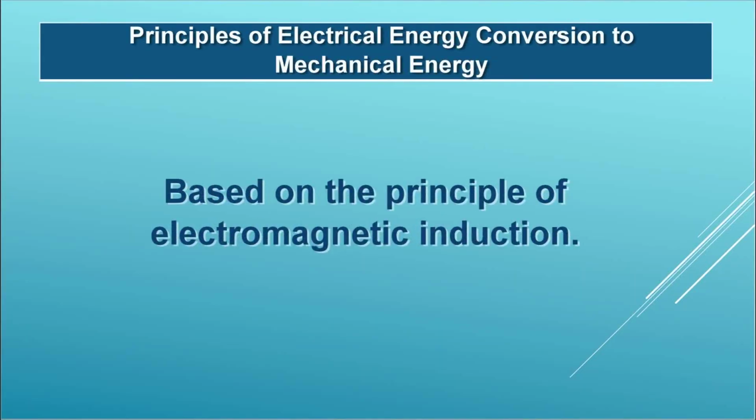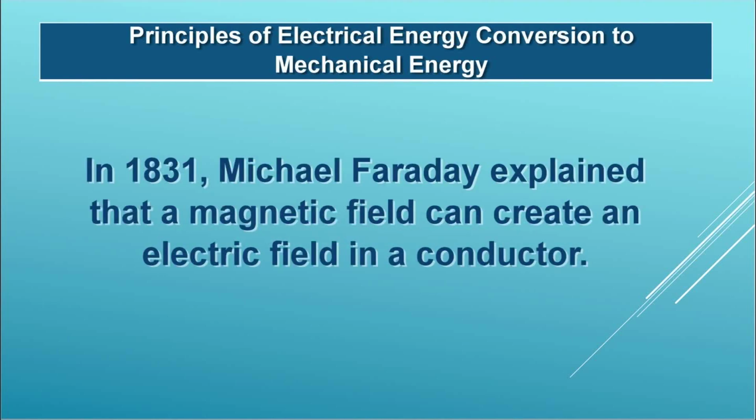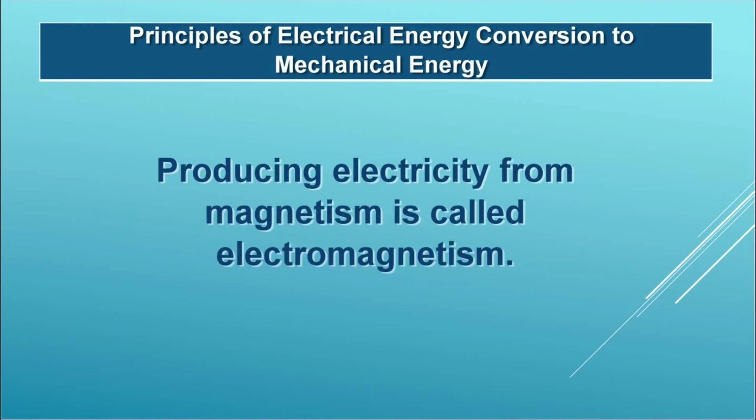Electrical energy conversion to mechanical energy occurs when an electric current passes through a conductor in a magnetic field. This process is based on the principle of electromagnetic induction. In 1831, a famous English scientist named Michael Faraday explained that a magnetic field can create an electric field in a conductor. This phenomenon of producing electricity from magnetism is called electromagnetism.